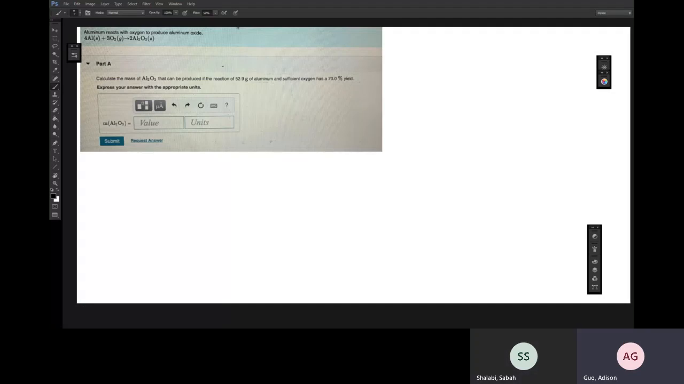So aluminum reacts with oxygen to produce aluminum oxide. Calculate the mass of aluminum oxide that can be produced if you have 52.9 grams of aluminum and sufficient oxygen and 70% yield. All right, so I'm just gonna write the chemical reaction.